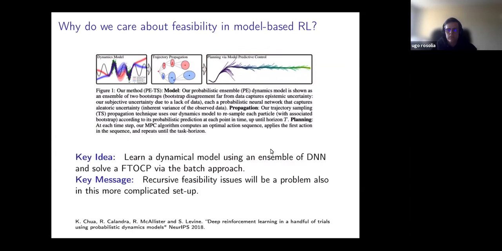So I want to stop for a second to see if there are any questions about this strategy.